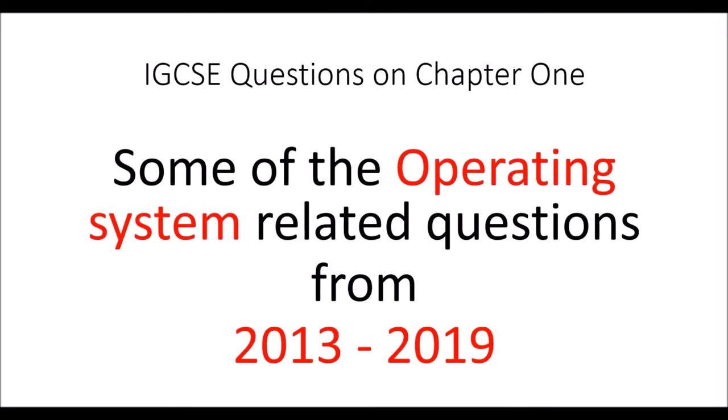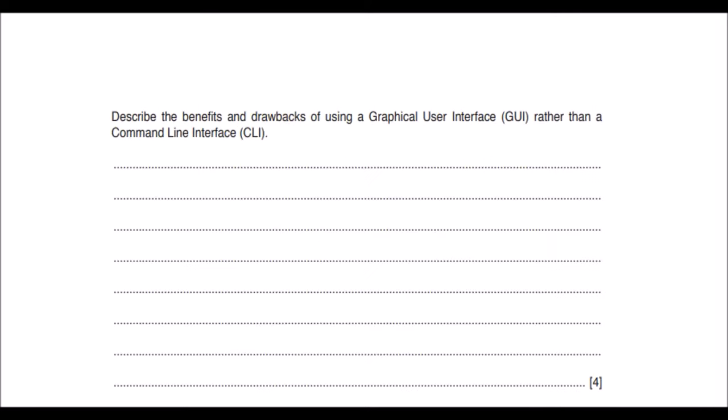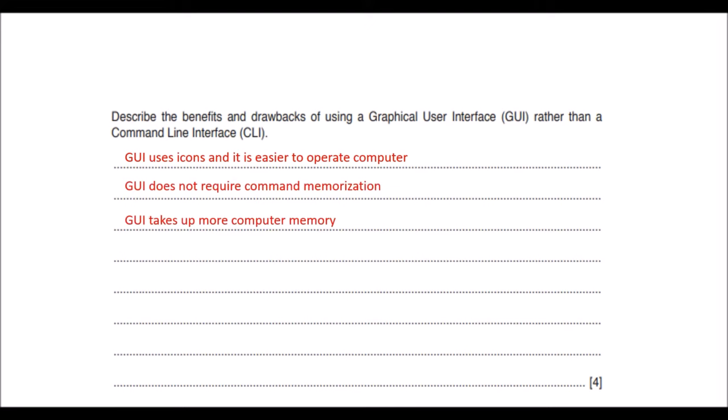Now let's look at some questions related to this operating system subtopic. This one says, describe the benefits and drawbacks of using a GUI rather than CLI. One of the things you can say here is GUI uses icons and it is easier to operate a computer. GUI does not require command memorization. Then GUI takes up more computer memory.